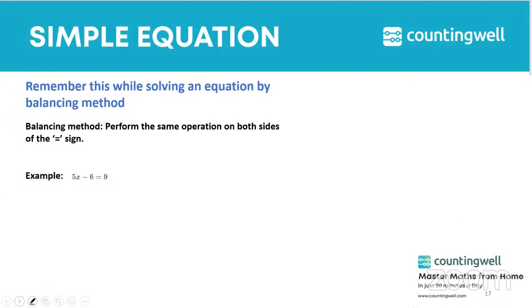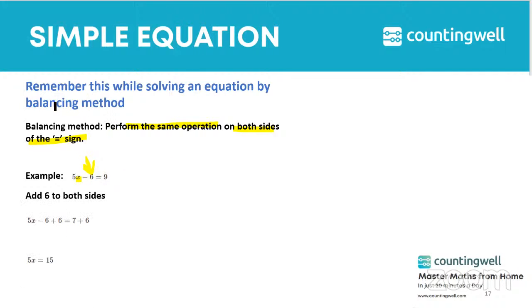Also, you have to remember this whenever you are solving an equation by balancing method. You have to perform the same operation on both sides with the same number, and both sides of which sign? Equality sign or equal to sign. For example, here you have 5x minus 6 equals 9. What you have to do? You have to find the value of x satisfying this equation. So first you have to nullify this, or you have to make minus 6 as 0. So if you add 6 to minus 6, you will get 0. That's why we'll add 6 to both the sides.